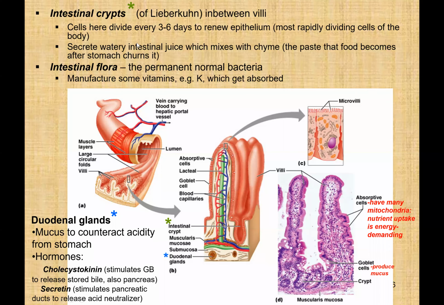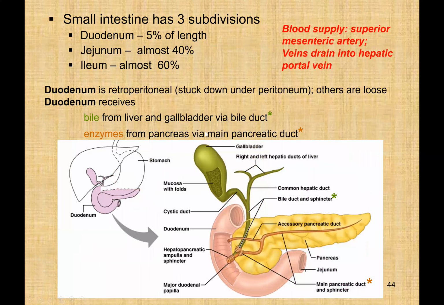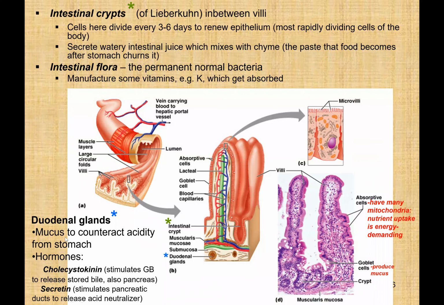So the cells here divide every 3 to 6 days to renew the epithelium, the most rapidly dividing cells of the body. They secrete watery intestinal juice, which mixes with chyme. And then they actually have something we call intestinal flora. These are normal bacteria which will manufacture some vitamins, especially vitamin K, for them to be absorbed. So normal flora of the body is also very needed.